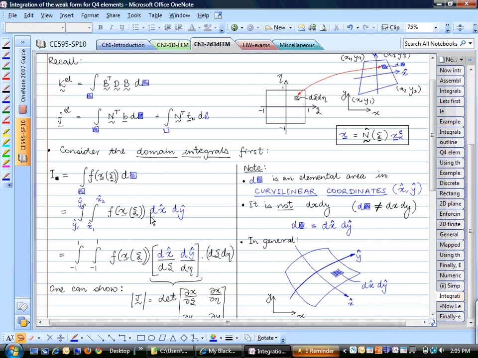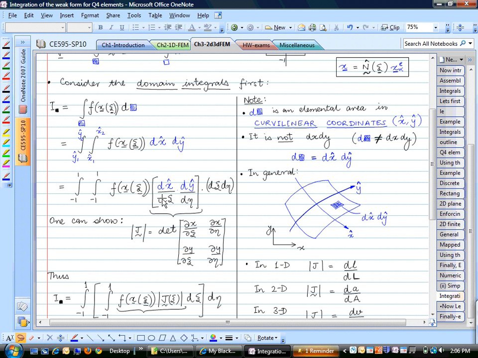So if you want to convert this dx dy to d xi and d eta, what you need to multiply it with is this. And you can actually show using chain rule and all that, that this quantity is nothing but the Jacobian that we were just talking about. Now this Jacobian does not involve x hat and y hat. This Jacobian involves the real x and y. So we know how to calculate this Jacobian. It's a little bit long, roundabout way, but we know how to calculate it.